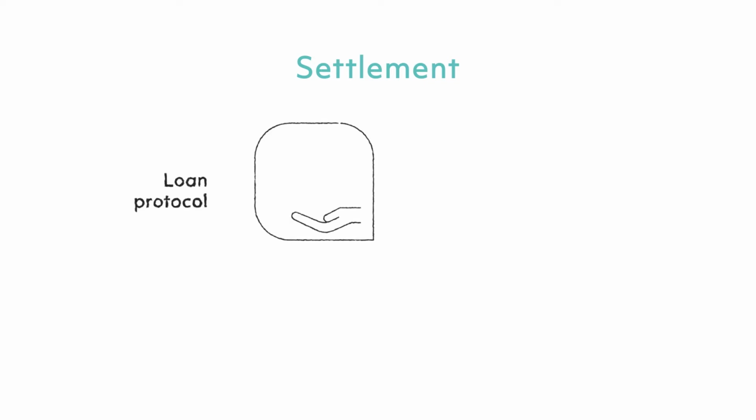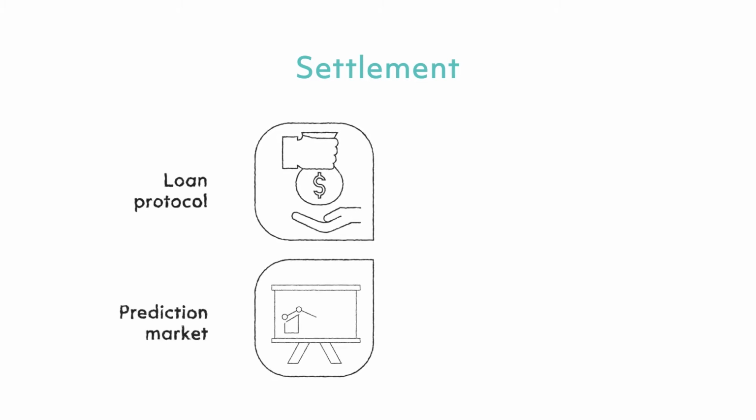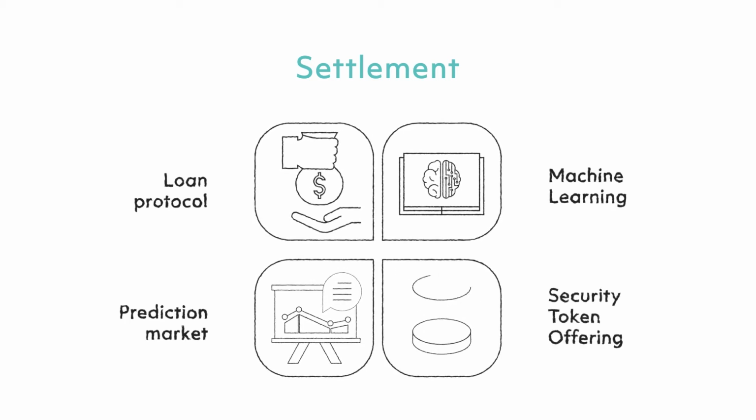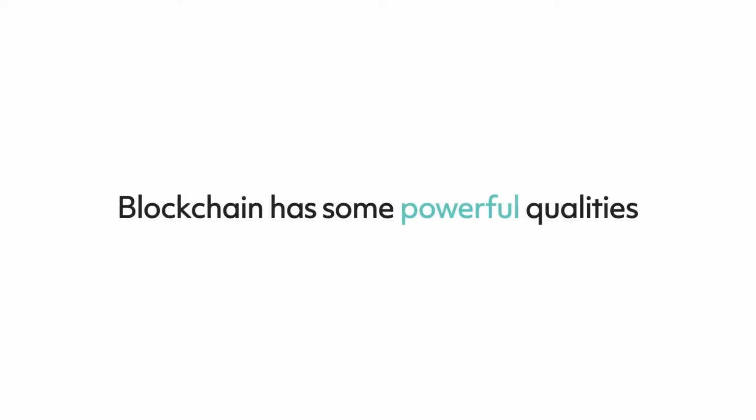This can apply across multiple applications, such as in loan protocols for tasks like credit rating verification and automation of payments. In prediction markets, where the censorship-resistant nature of blockchain is used to ensure correct outcomes in prediction markets and forecasting. In federated machine learning, for trustless distribution and verification of machine learning jobs. And in security token offerings for automated settlement of share ownership. So although not the solution to all problems, blockchain has some powerful qualities in specific use cases.